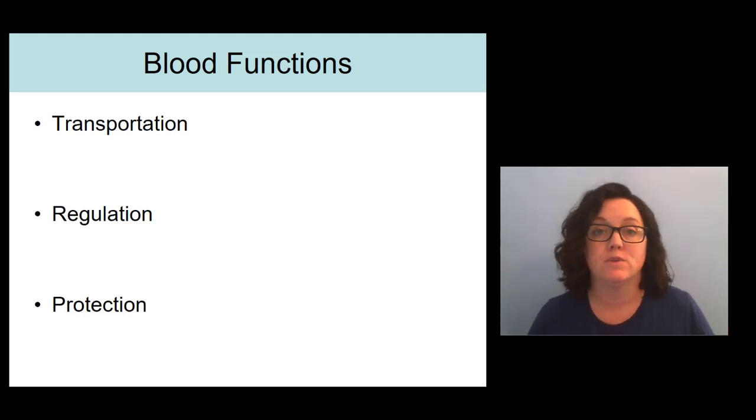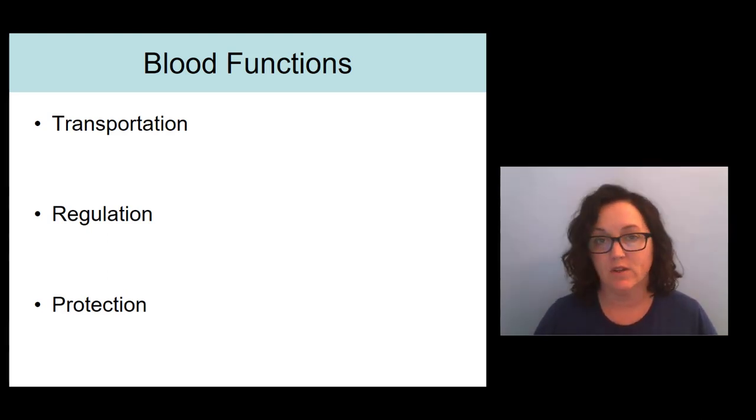So one of the main jobs of blood, obviously, is transportation. So blood is going to be used to transport gases like oxygen and carbon dioxide, but it's also there to transport nutrients and wastes. Another function of blood is regulation. So blood is used to regulate body temperature and pH.